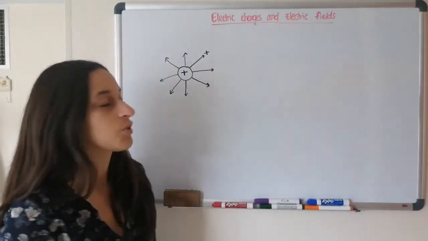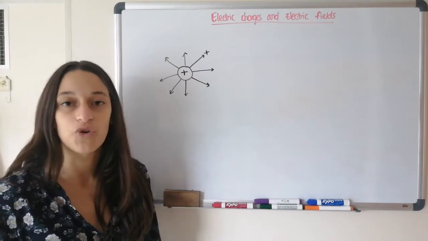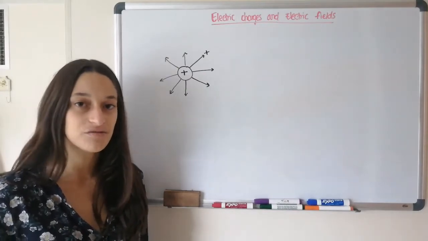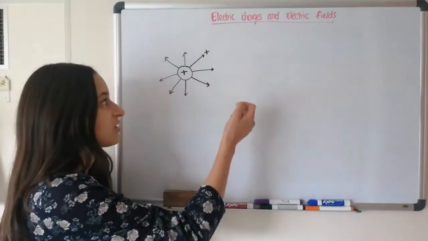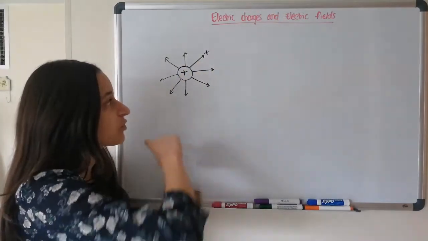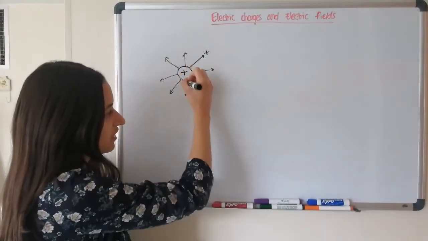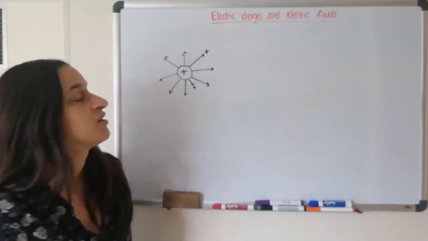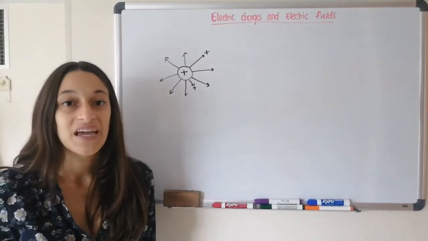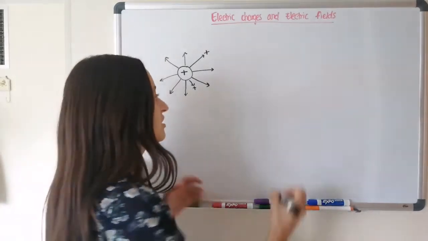So basically, we represent it as arrows of the direction in which a positive charge would move if it were placed there. So placed here, it would move in this direction. If a charge were placed here, it would move in that direction, away from the positive charge. If we have a negative charge, it's going to be the opposite.